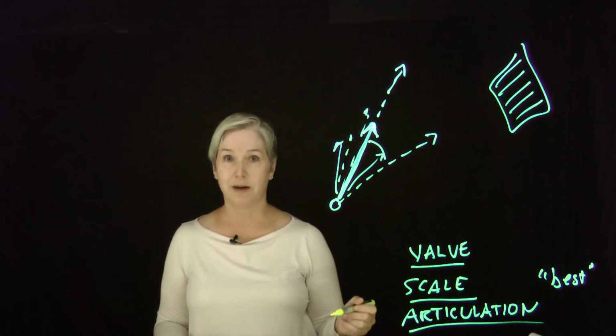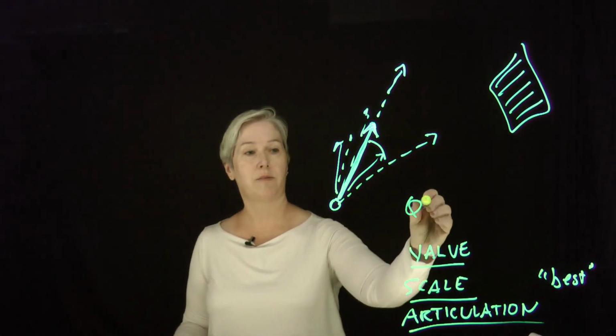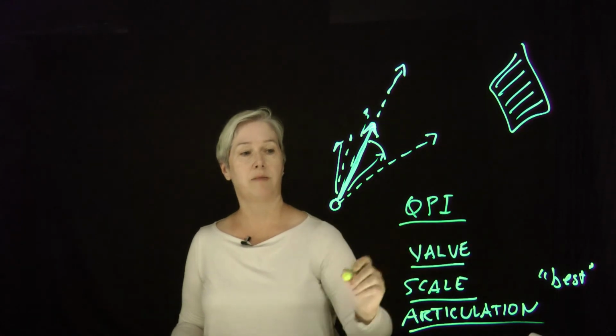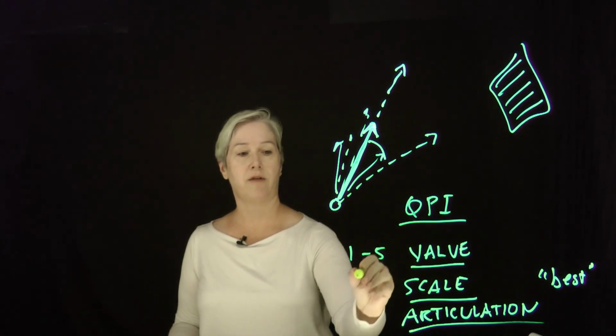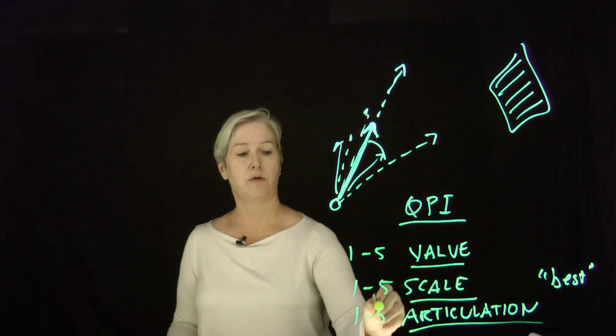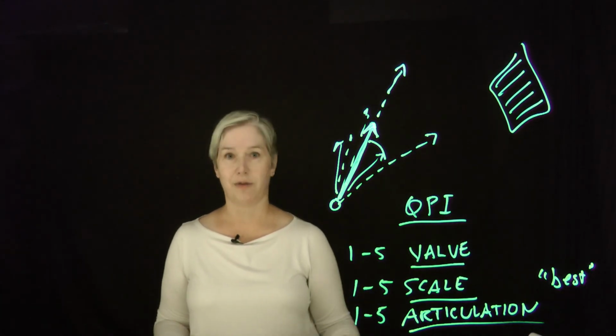So starting this week, we're going to start using the Question Productivity Index, and we're going to be assigning a score from 1 to 5 for each of these three categories of ways that you can think about the effectiveness of your question.